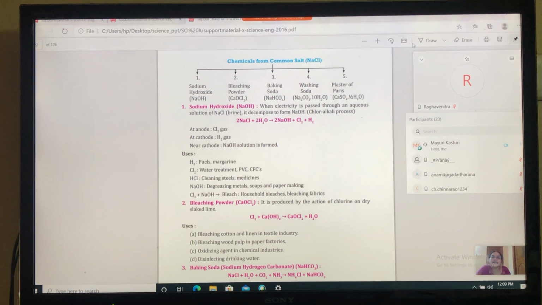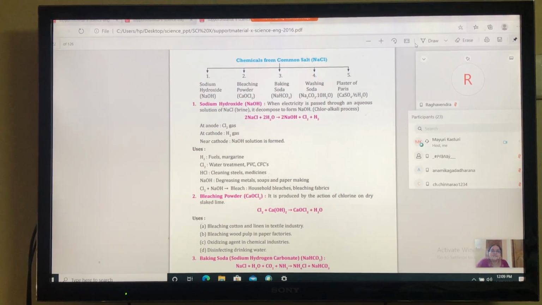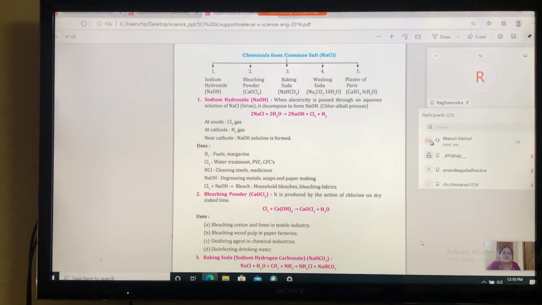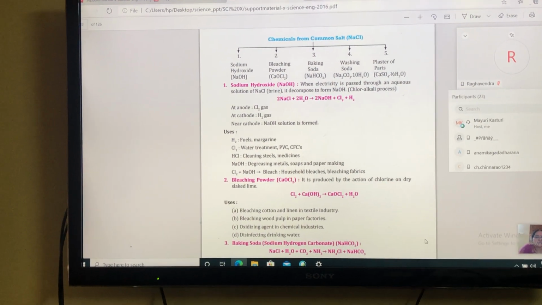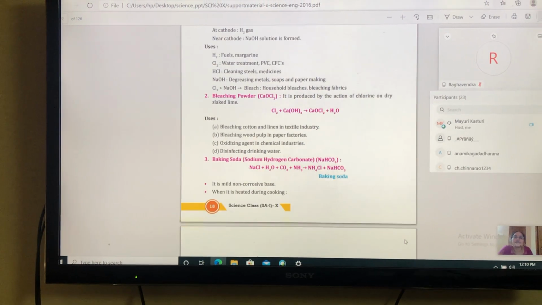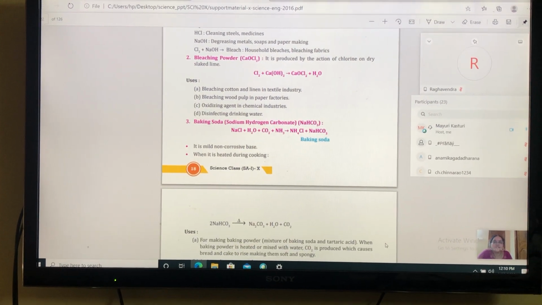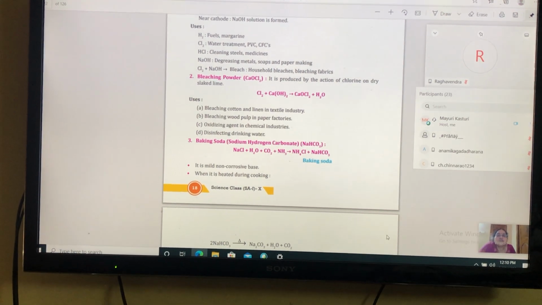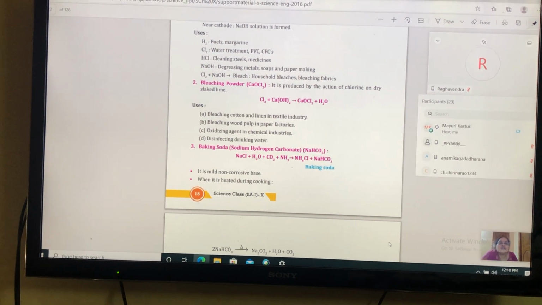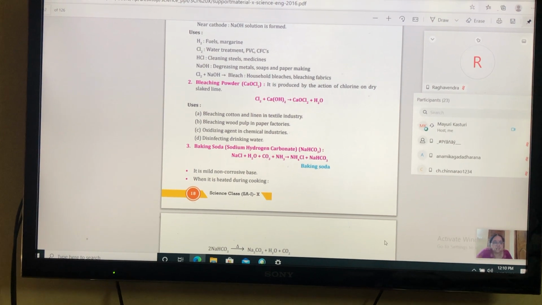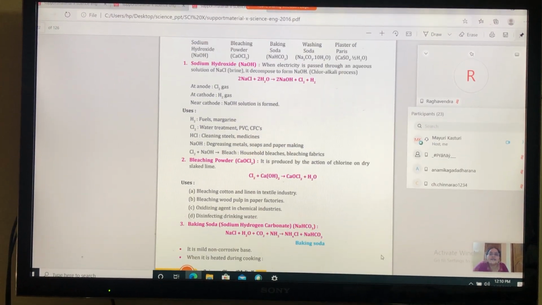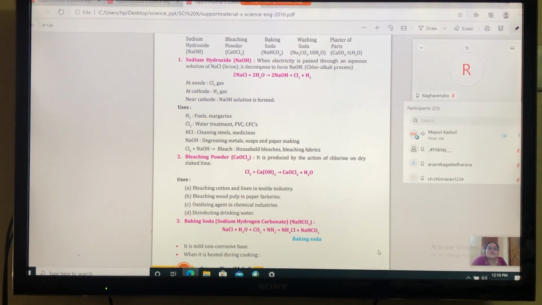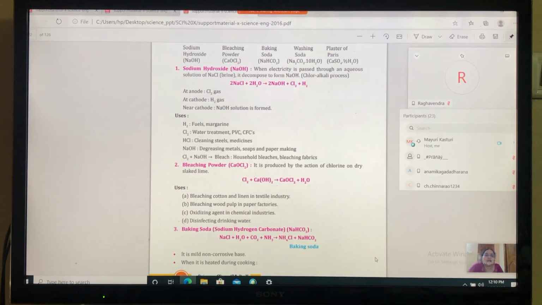Now come to the second one, bleaching powder. What is the formula of bleaching powder? CaOCl2. See CaOCl2, how is it produced? Bleaching powder is produced by the action of chlorine on dry slaked lime.